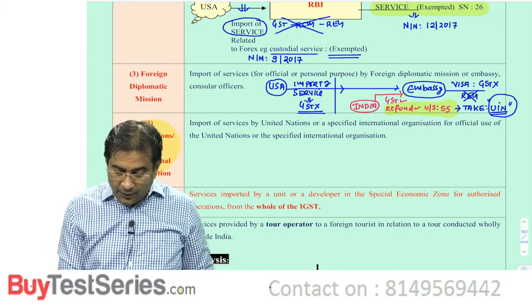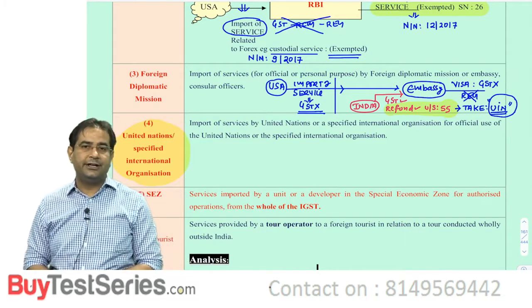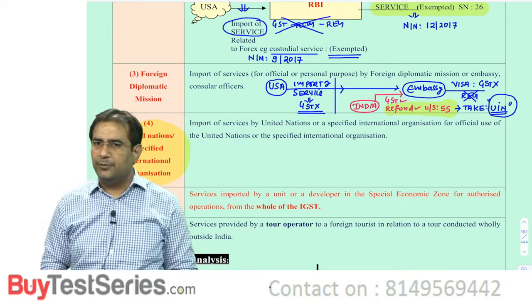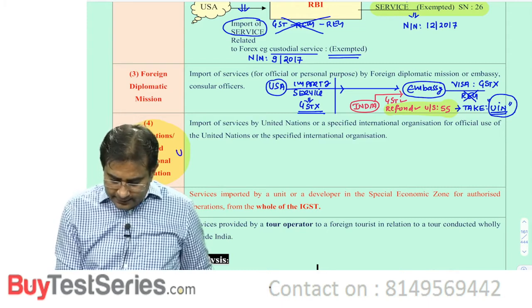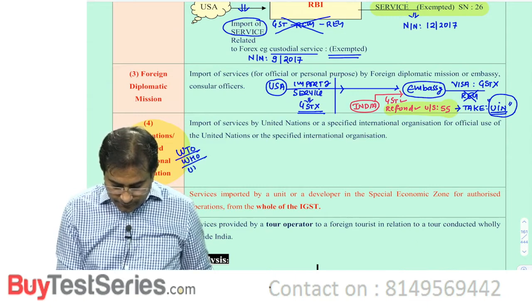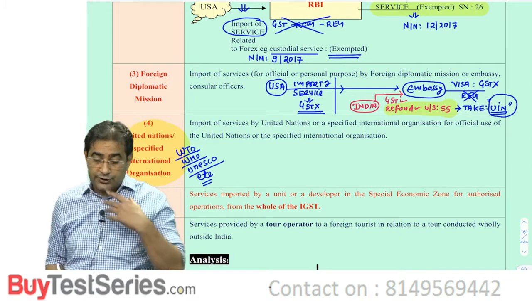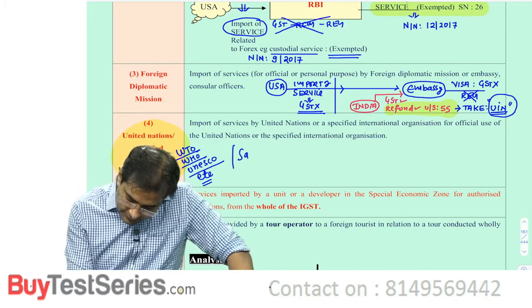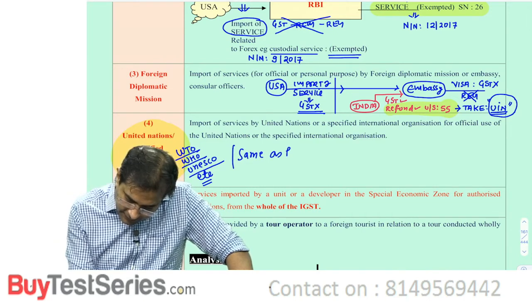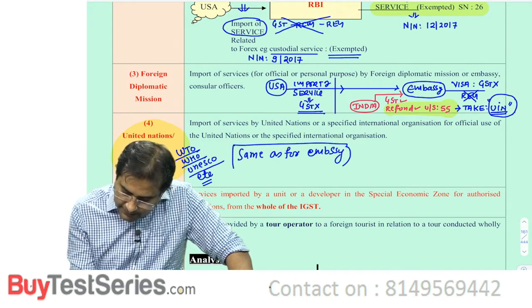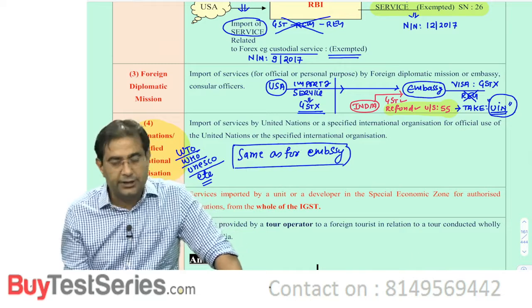Exactly the same provision applies to the United Nations bodies like WHO, WTO, UNESCO, UNIDO, etc., IMF. So same as for embassy, that is, services provided by WHO, etc., are not liable to GST.